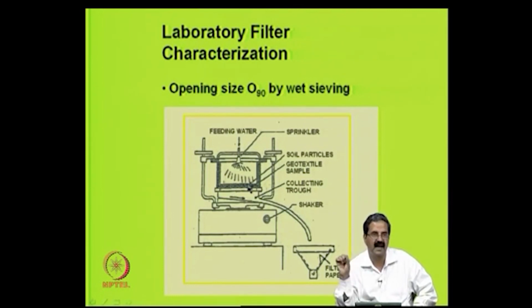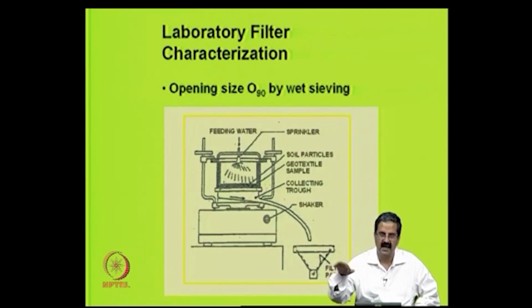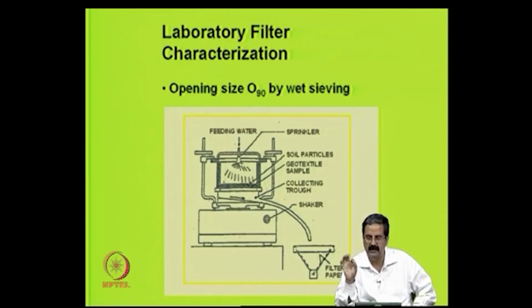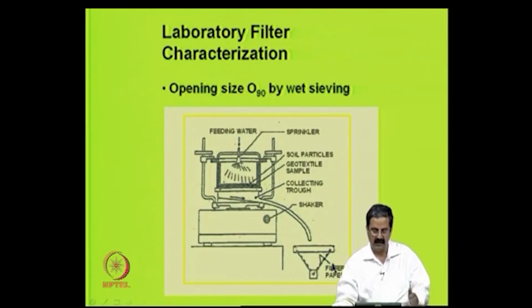It is obtained by a simple test in which you use a series of glass beads of different standard sizes and place them on the geotextile sample. You can see there are two samples here. There is a feeding water flow, soil particles, then the geotextile sample and a collecting trough. You take soil particles of a uniform size, say 0.1, and then you have a geotextile, allow the water to go out, and the water cleanly goes out.